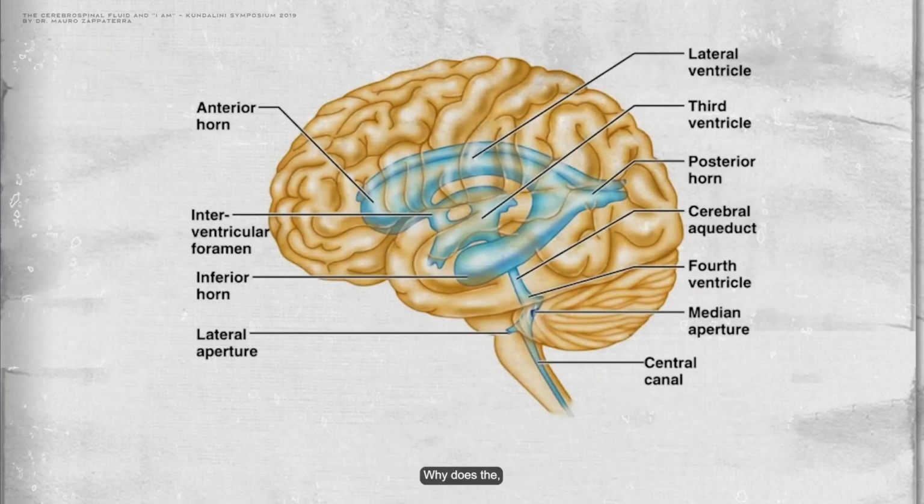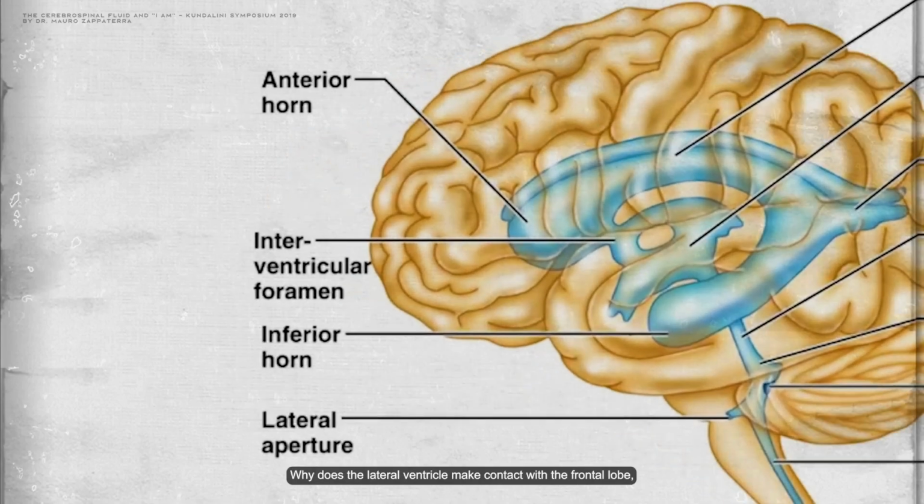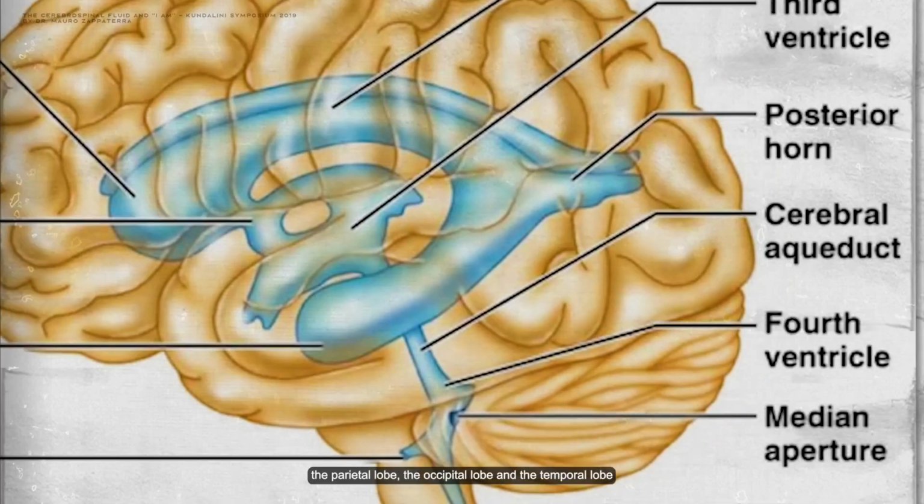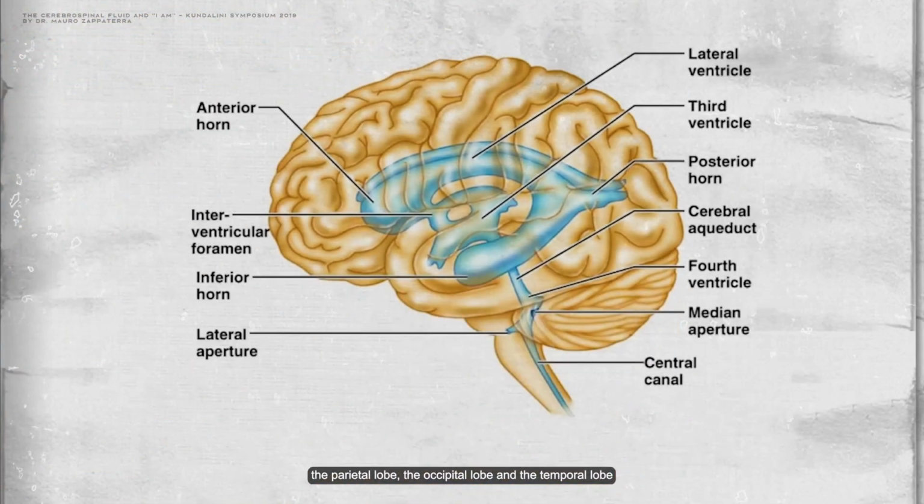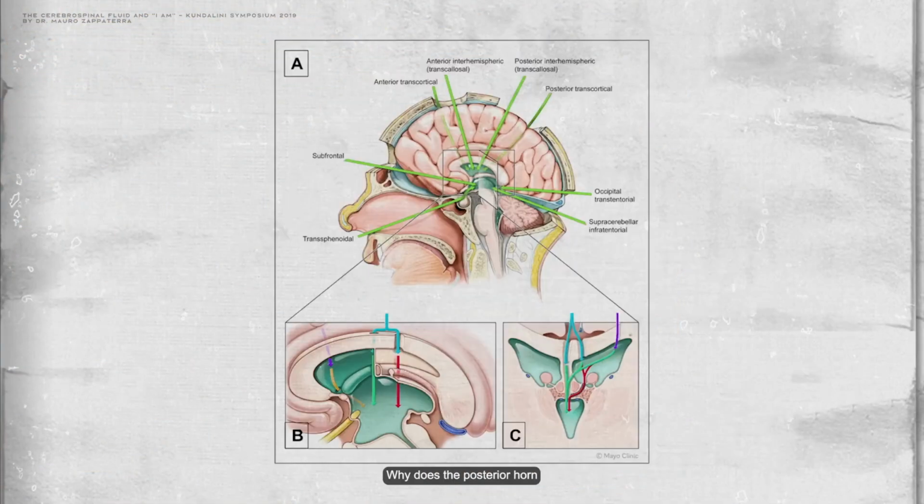Why do the ventricles of the brain form the way they do? Why does the lateral ventricle make contact with the frontal lobe, the parietal lobe, the occipital lobe, and the temporal lobe of the brain? Why does the posterior horn of the lateral ventricle need to send a projection to contact the visual areas of the brain?